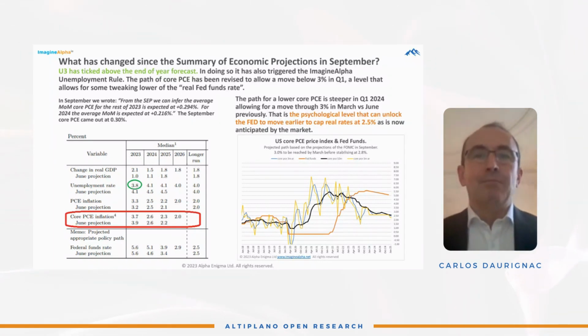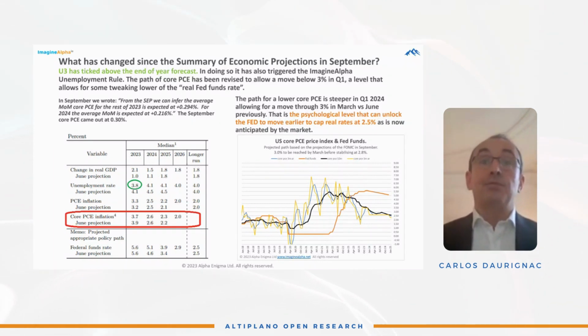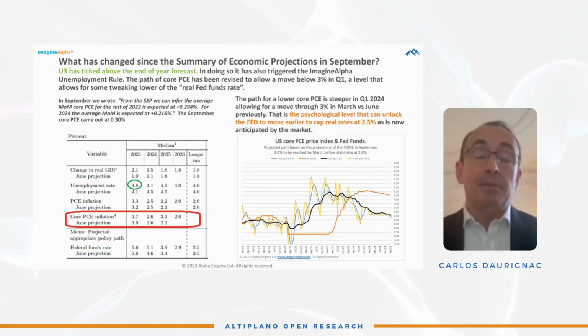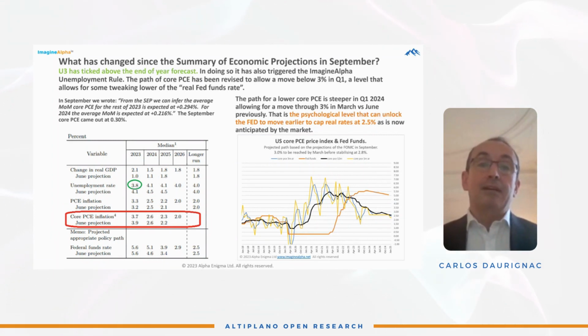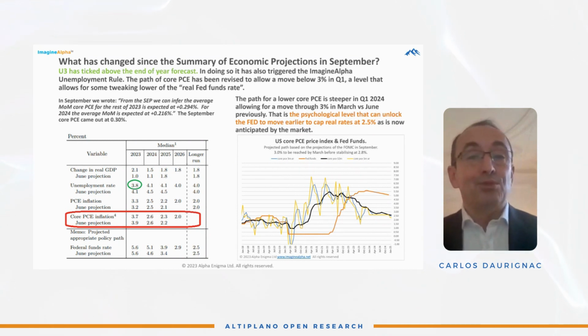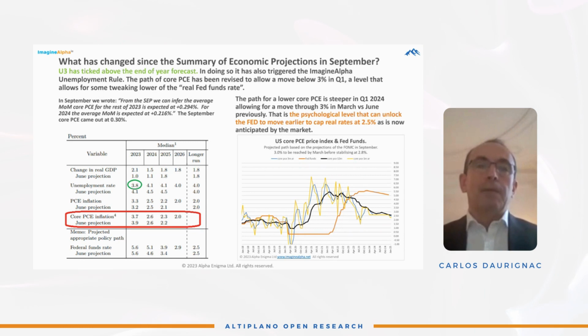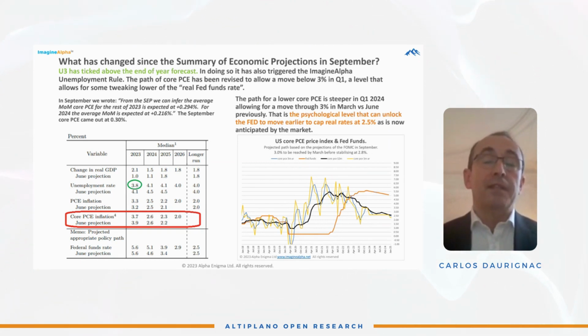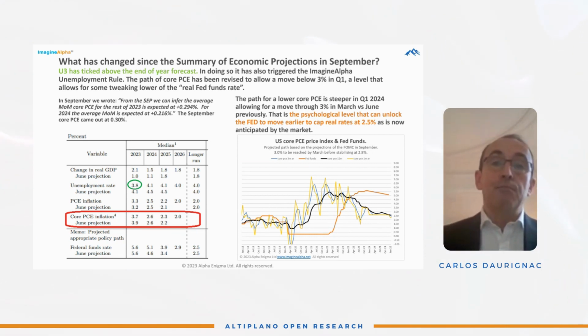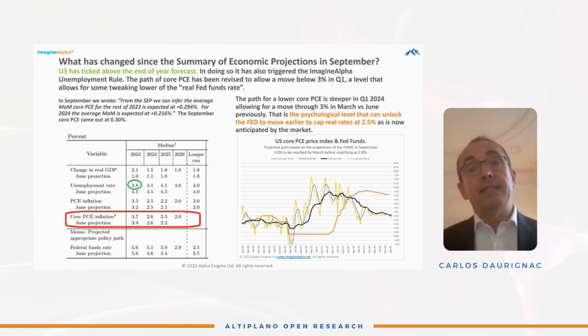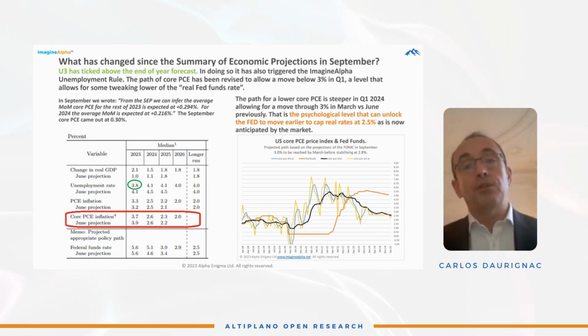So the question for analysts, for strategists, and markets in general is to try to be able to time that move through 3, because as you understand, moving below 3 would open up for some pivoting of the guidance, and that's exactly what the market is doing now. The real rates have moved. The real Fed funds rate has moved to around 2.5%.